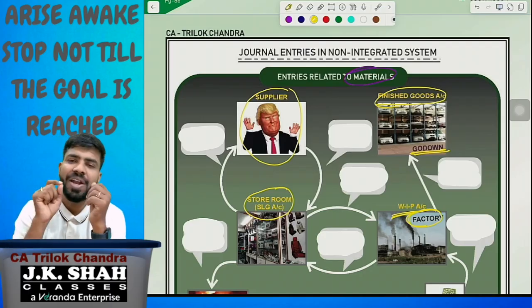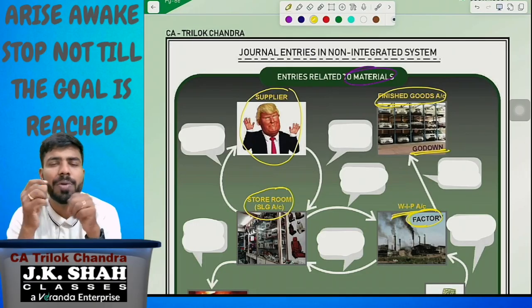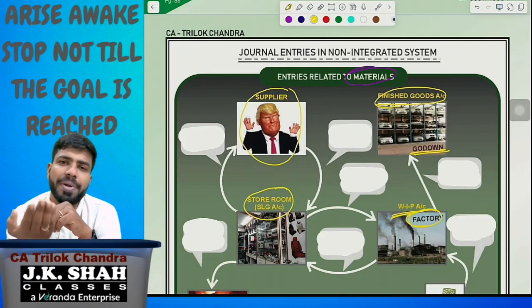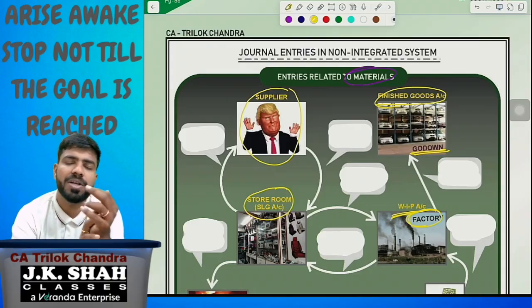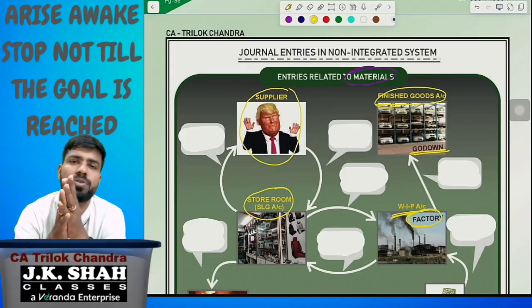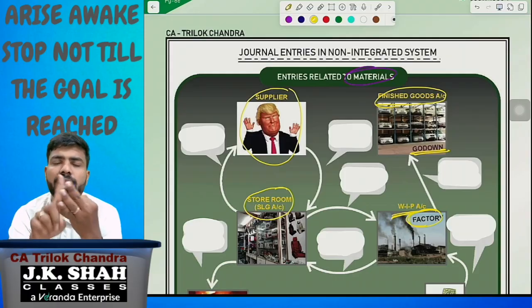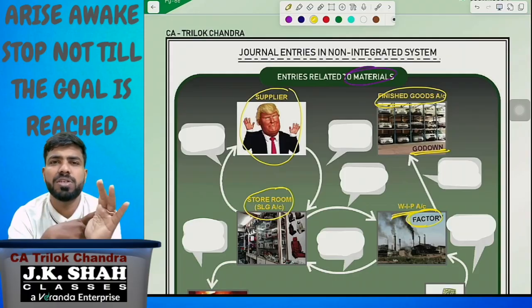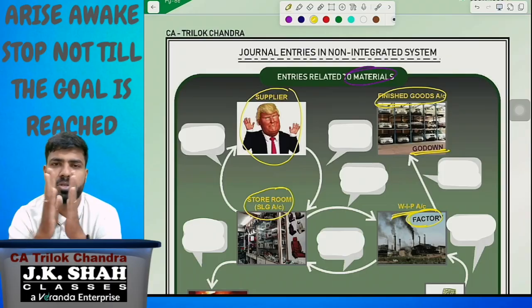Now, when I'm telling you the transaction, you just give a thought in your mind which account to be debited and which account to be credited. Please be careful. We have to use only 11 ledger accounts. When we are passing the entry, we have to use the 11 ledger accounts: stores ledger control account, work in progress control account, finished goods control account, wages control account, production overhead control account, administration overhead control account, selling and distribution overhead control account, abnormal loss account, cost of sales account, costing P&L account, general ledger adjustment account. These 11 ledger accounts have to be used.